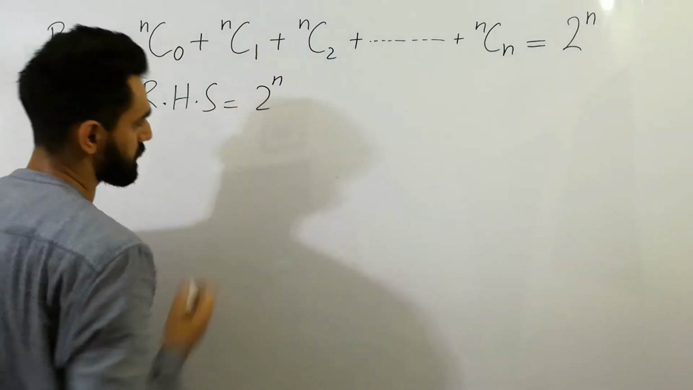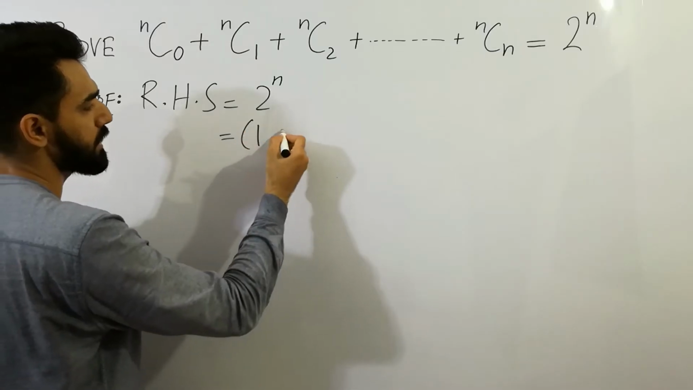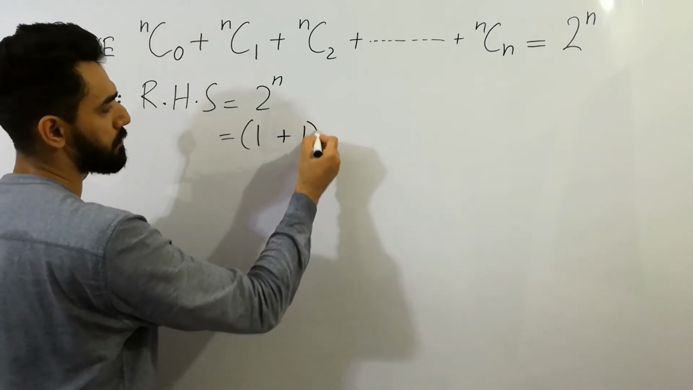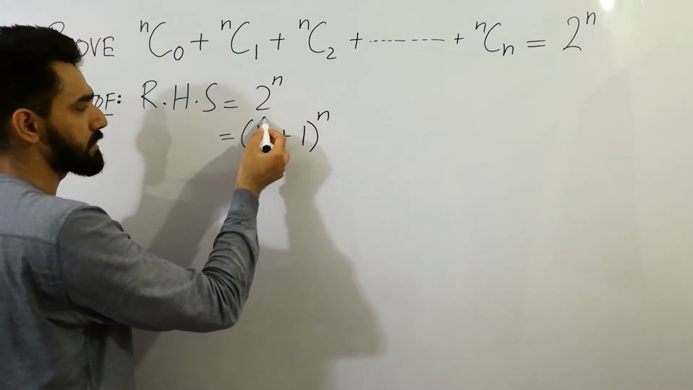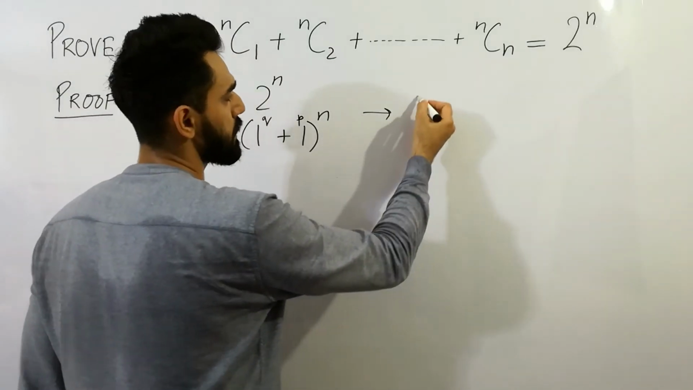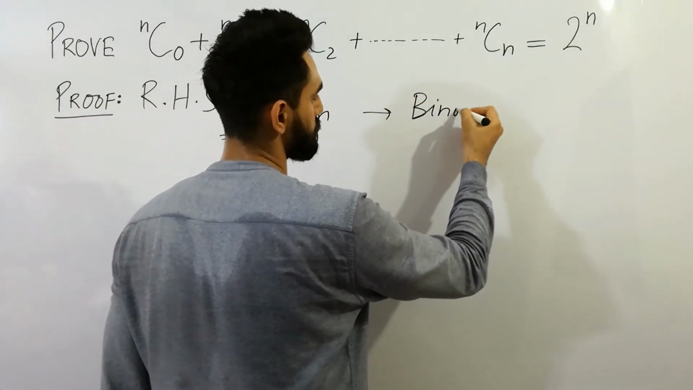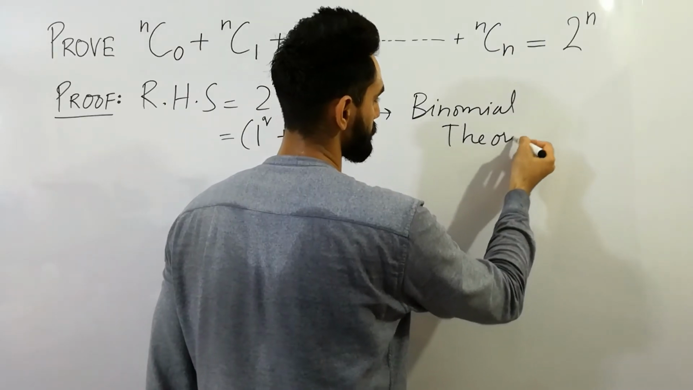So let's prove that. First of all, you have to take the right hand side, which is equal to 2 raised to power n. Here you can divide that into two parts, (1 plus 1) raised to power n. Let's suppose that this is p and this is q. We will apply the binomial theorem here.